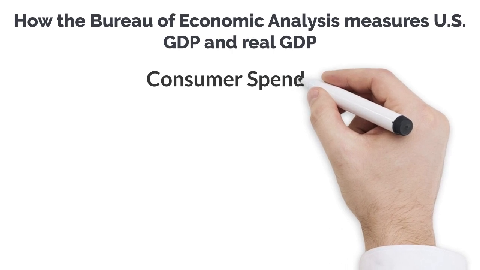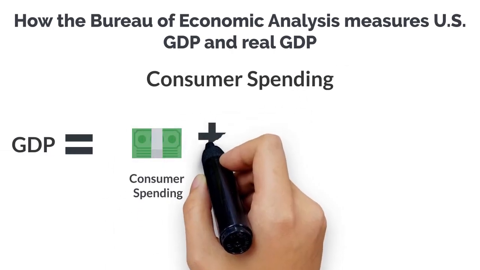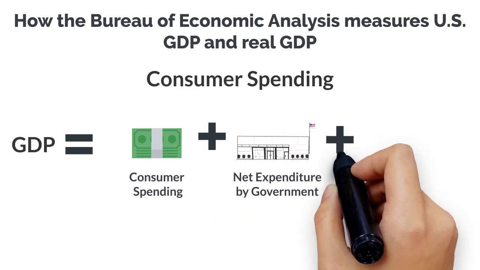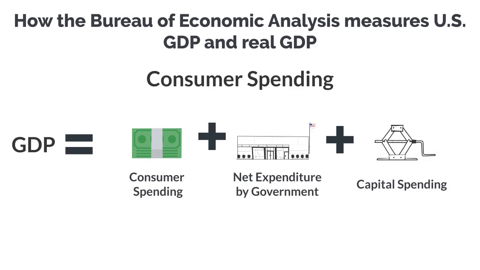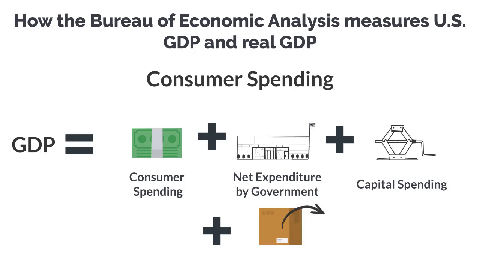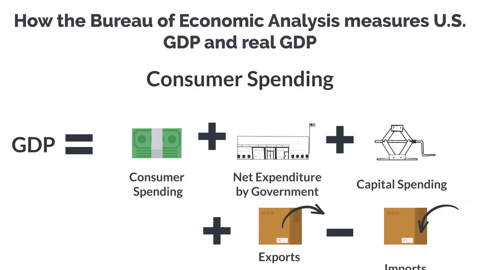Consumer spending. Consumer spending by individuals, personal consumption expenditure, plus net expenditure by central and local government, plus all capital spending, such as buildings and machines, plus exports, since exports contribute to Ireland's GDP because it is spending by other countries on Irish-produced goods and services, minus imports because this total is spending on the output of other countries.